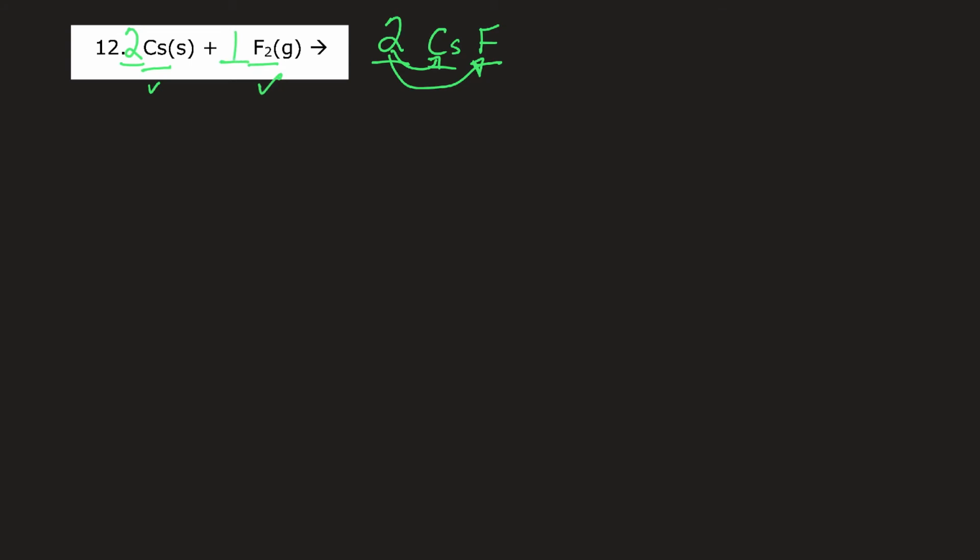And again, if you want, you can put a 1 in front of that. So the whole thing would be 2 cesiums plus 1 fluorine yields 2 cesium fluoride. Okay, next one.